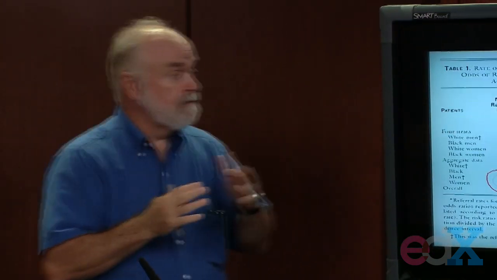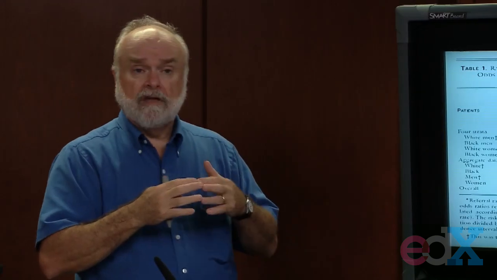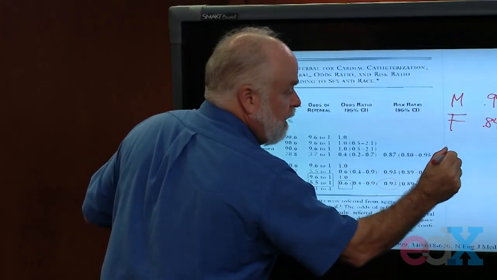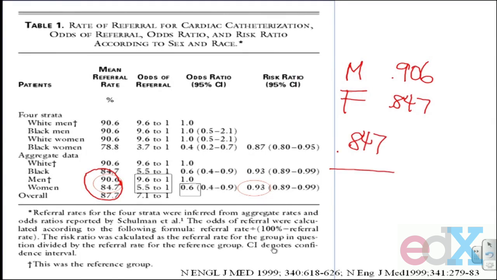Now those are proportions. They're likelihoods of being referred to a specialist. You could divide the 0.906 over the 0.847 to get a measure of how relatively more frequent men are referred to specialists than women. In this table, what they decided to do was to compare not men to women, but women to men. If you divide the 0.847 by the 0.906, you'll get a ratio of the two proportions, which is listed over here, equal to 0.93. The chances of being referred to a specialist if you're a female, if you're a woman, is 93% of that if you were a male, using proportions.